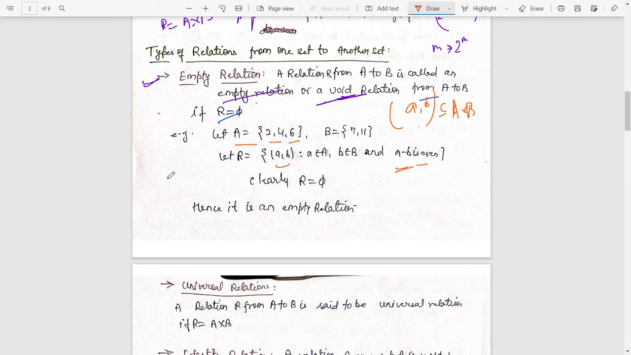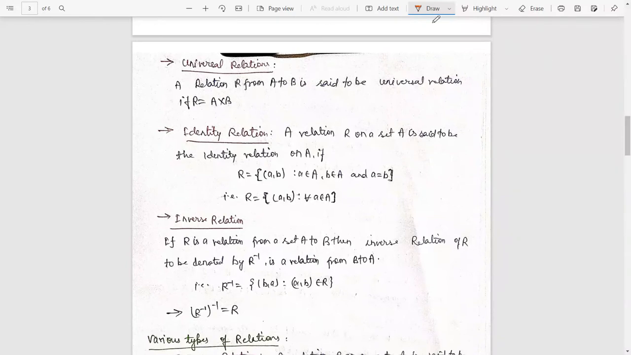So obviously, if we just take any two elements, let's say 2 and 7, then 2 minus 7 is going to be minus 5, which is not an even number. Similarly, for any calculation between two elements (a, b), a minus b is not going to be even. There will be no such element. So there is no (a, b) such that a minus b is even. This is not possible. So in that particular case, we can say that R is equal to phi, hence it is an empty relation. Empty relation, or void relation, means there is no element in R.